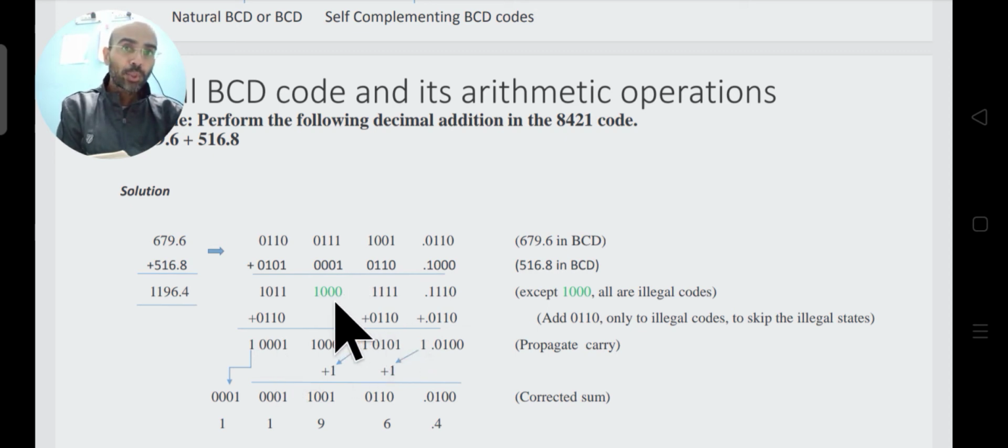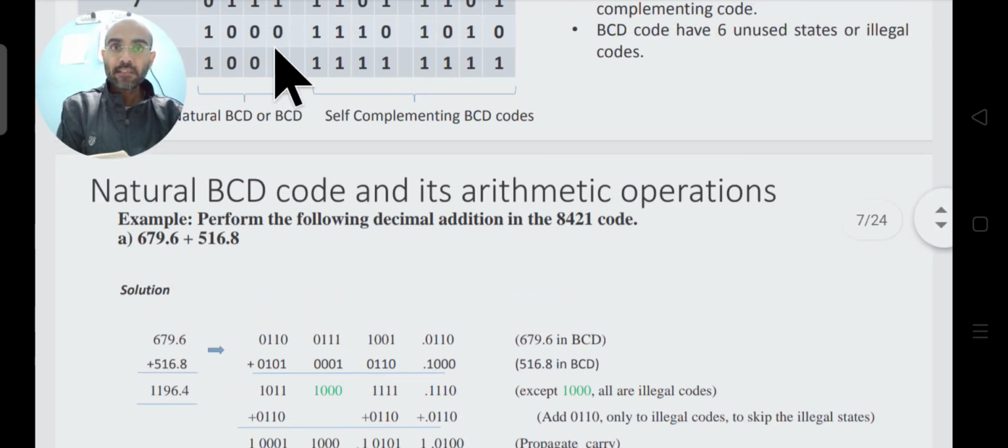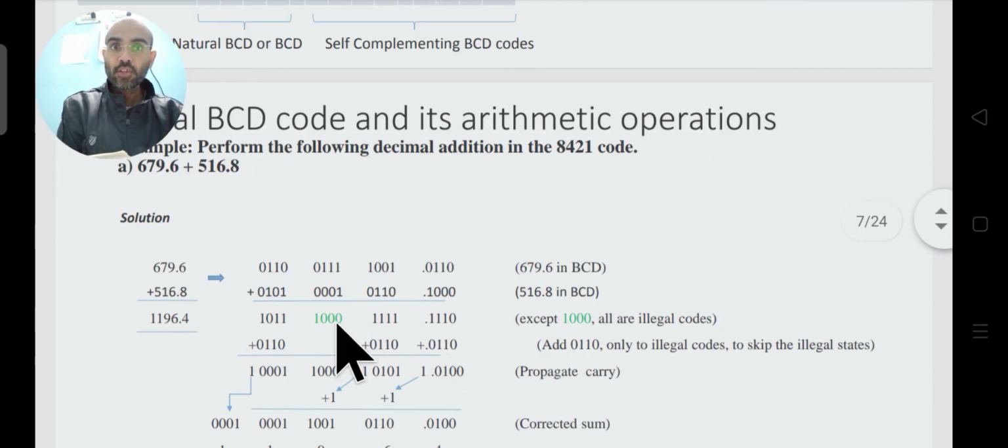Now why have I shown this in green? The reason is this code is a valid code. This 1000 is equivalent to 8, so it is not an illegal code and we have not added anything to it. This should be noted down.